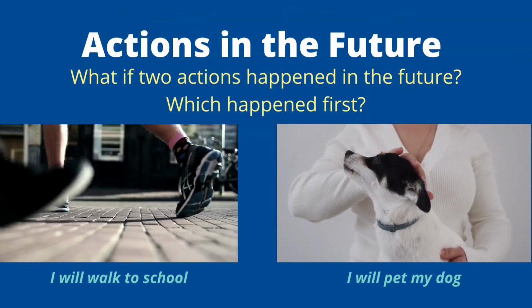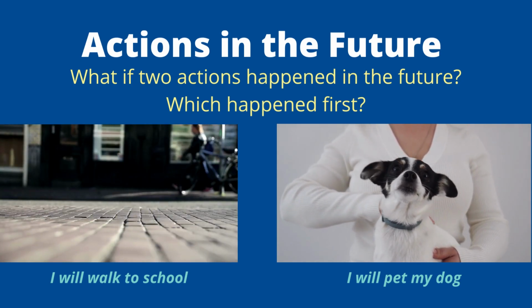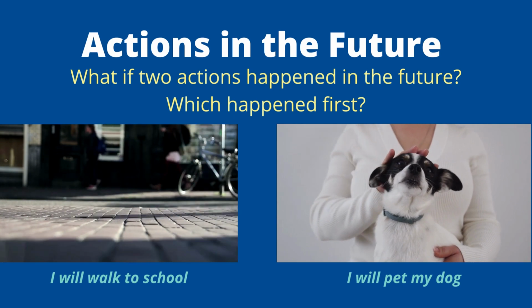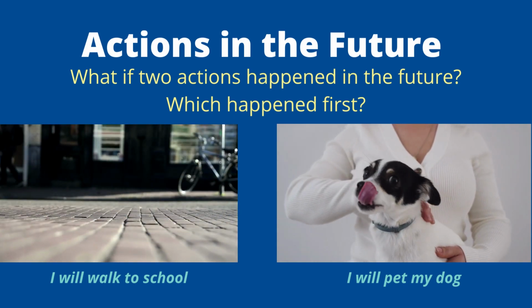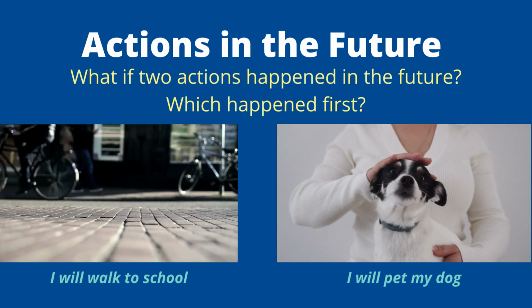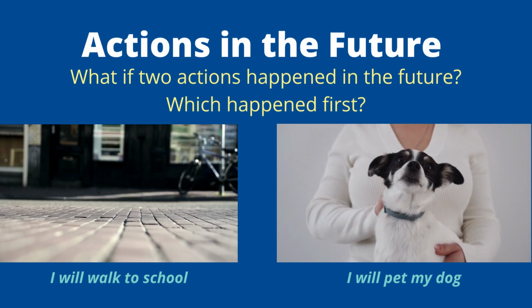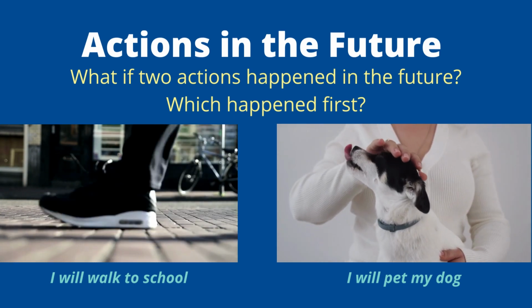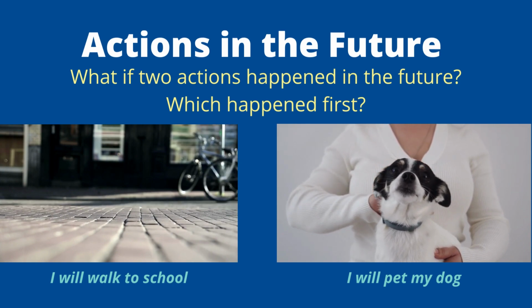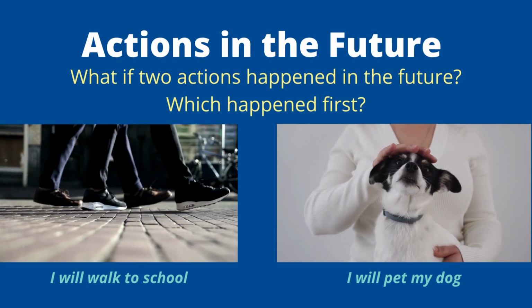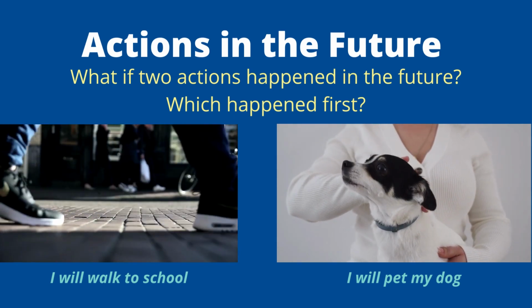So again, the question I want to start with is what I just said before. We're talking about actions in the future. What if you have 2 actions that happen in the future? How do you know which one happens first? Let's say there are 2 different things about to happen today. 1, I will walk to school. 2, I will pet my dog. If I just say to you today, I will pet my dog and I will walk to school, you have no clue which one I'm going to do first, right? Am I petting my dog in the morning and then walking to school? Or am I going to walk to school and when I get home, I'm going to pet my dog? It's not entirely clear which one is going to happen first.